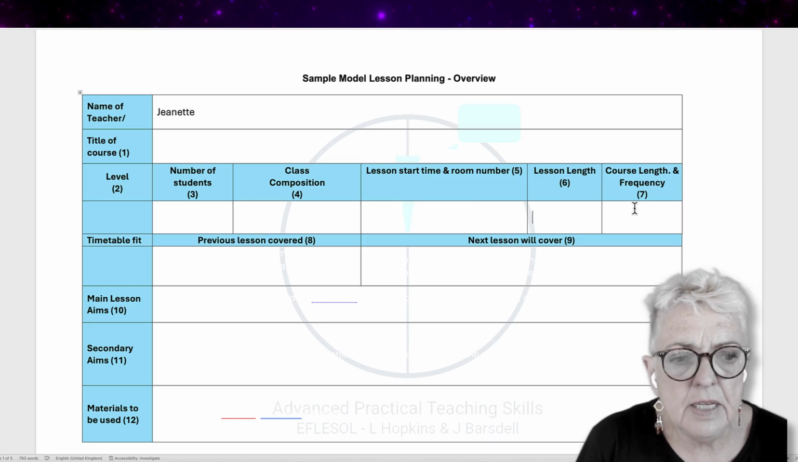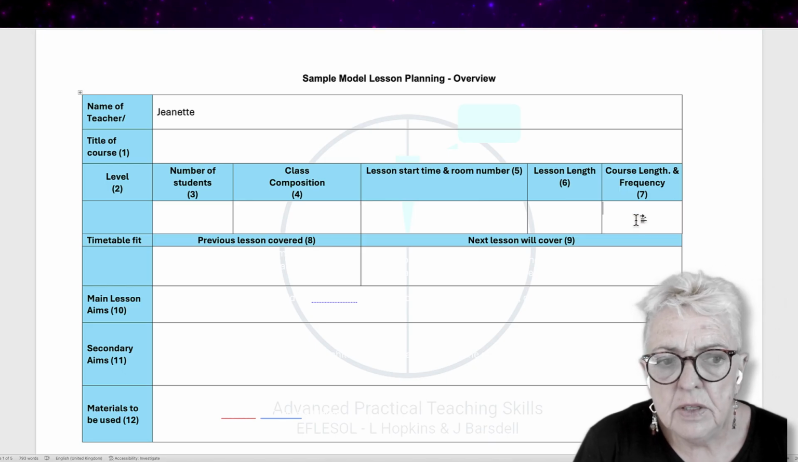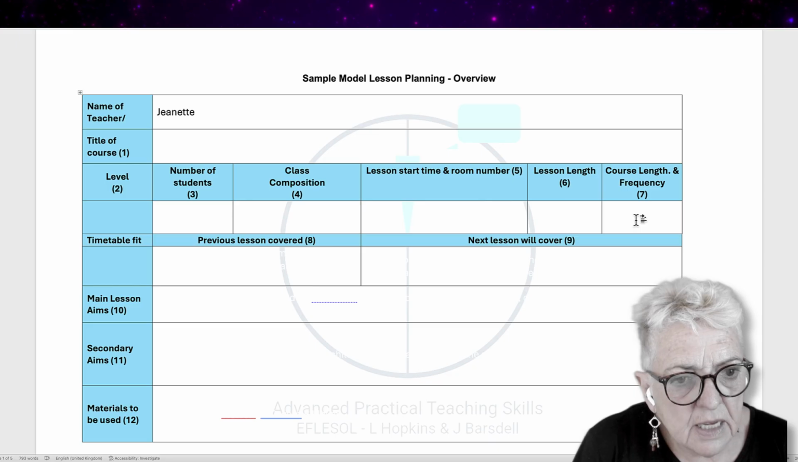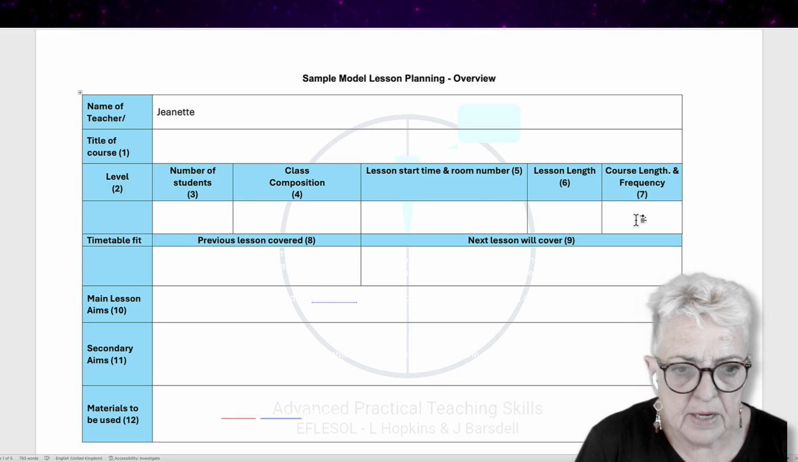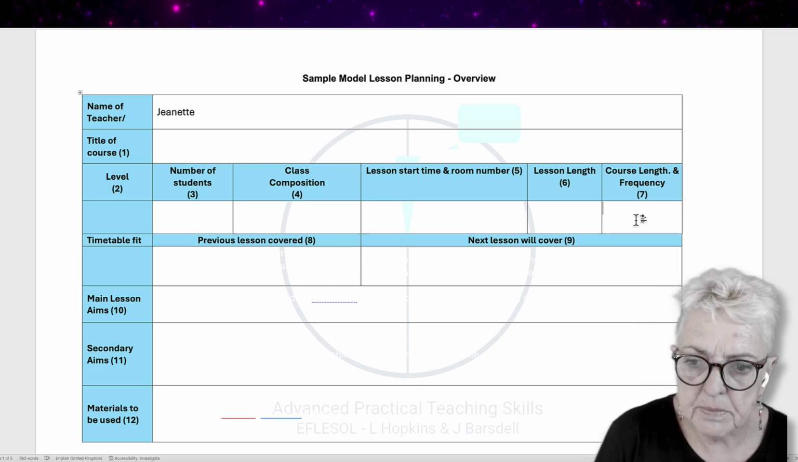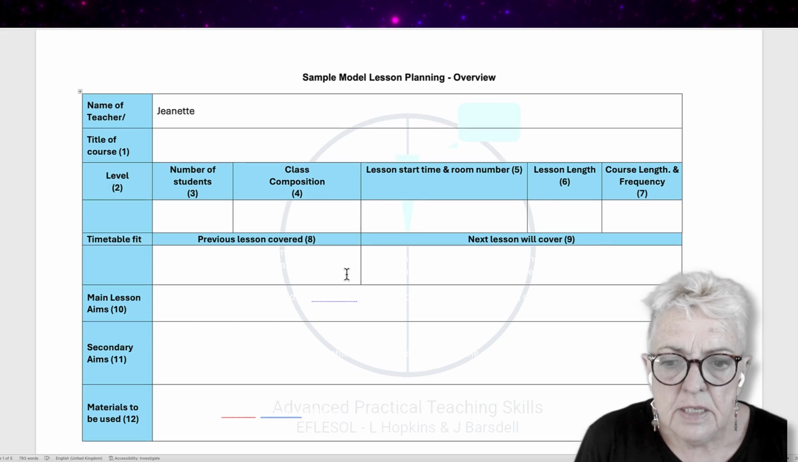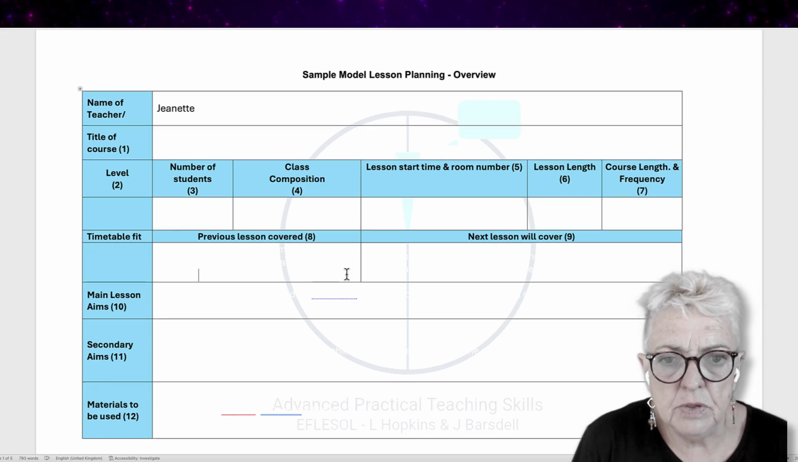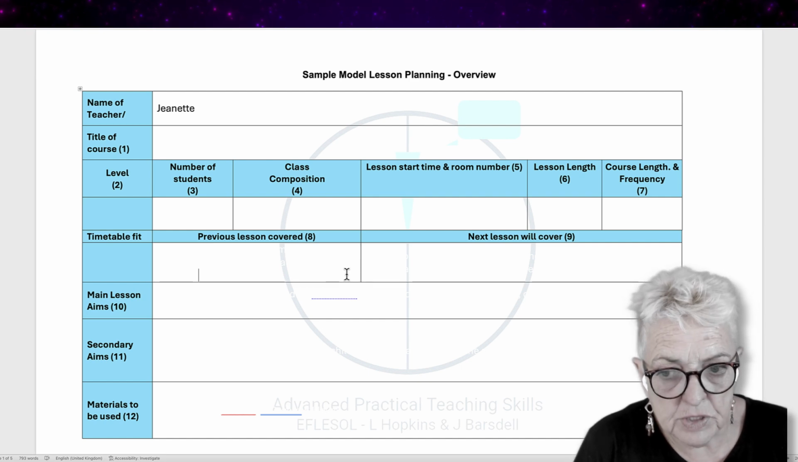Okay, and the assessor wants to know how often the group meets and how long they are likely to keep going. Is this a 9-month course or is it an intensive short course? All right, so we're talking about used to, so the target language will be used to.